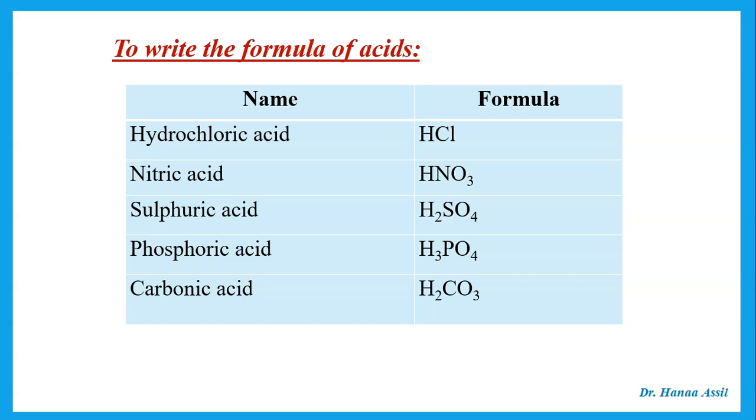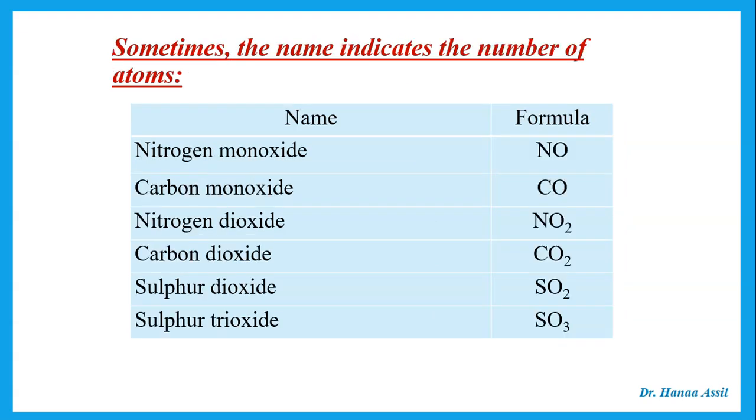Phosphoric is the acid that has phosphate, valency 3, so it's H3PO4. Carbonic acid is the acid that has carbonate, valency 2, so this is how you write the formula. In some cases, the name includes mono something, di something, tri something. Mono means 1, di 2, tri 3.